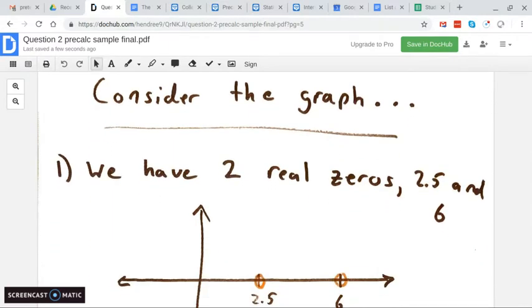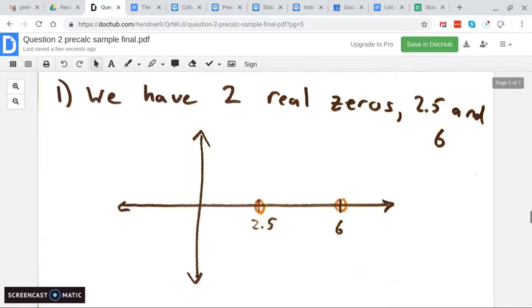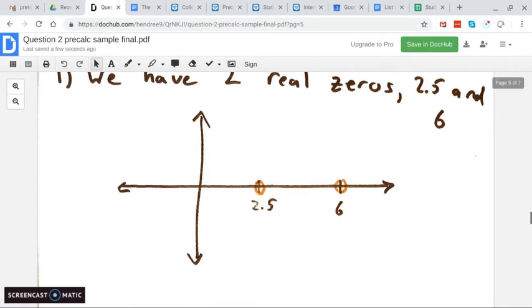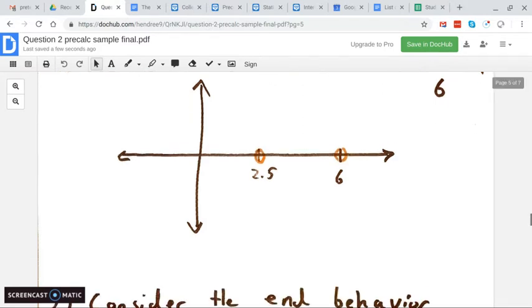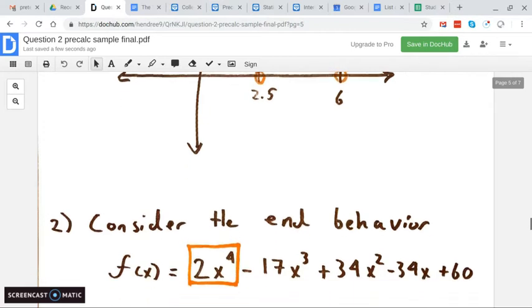Okay, so first thing, we have 2 real zeros. The 2 real zeros are 2.5 and 6. So we know it's not going to cross or approach the x-axis in any other place but 2.5 and 6. So we can automatically cross off any graphs that don't cross or touch the x-axis in those places.